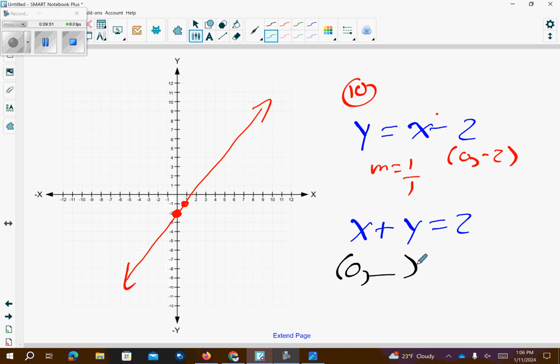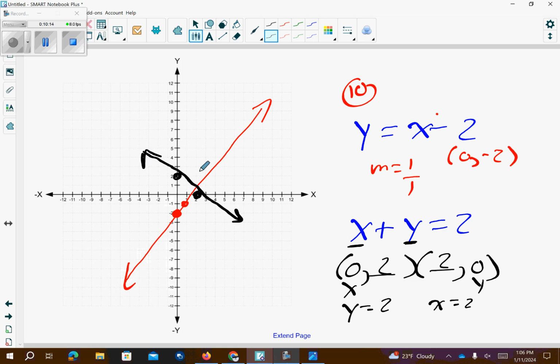So 0 comma blank, blank comma 0. Okay, so that's an x value, so I'm going to cover this up. So I get y equals 2. So 0, 2 is up here. And then I'm going to take that y value, cover that up, so I get x equals 2. That's down there.